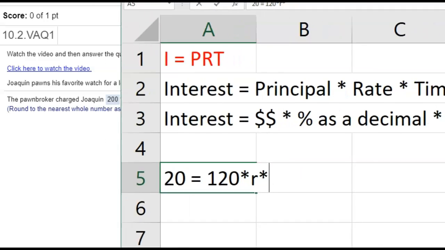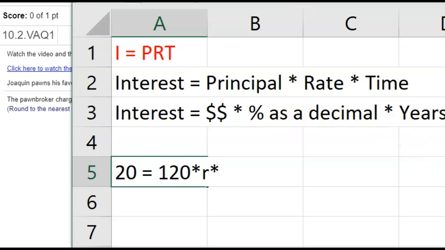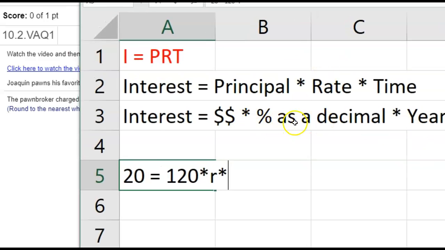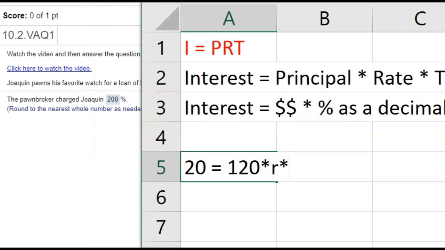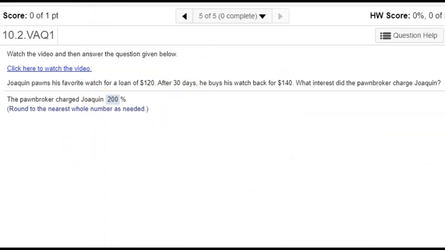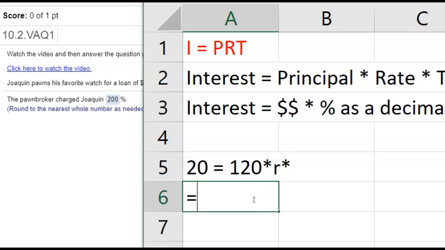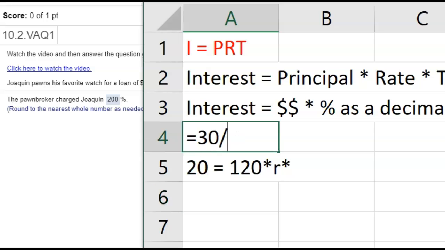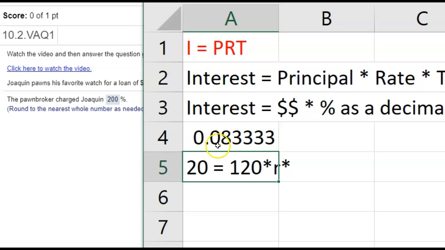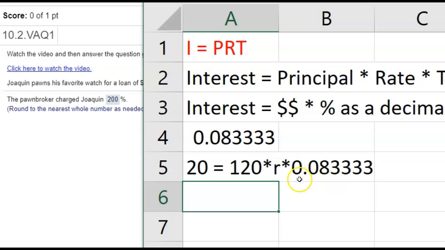We need to list the time in years, because our interest rate is per year, so our time needs to be in years as well. Well, 30 days is how long the loan lasted. So how much of a year is 30 days? If we're using 360 days in a year, we have 30 out of 360. So 30 divided by 360 is 0.08, and then the 3's go on forever. I'll just do 4 3's right there to get a little more accuracy.